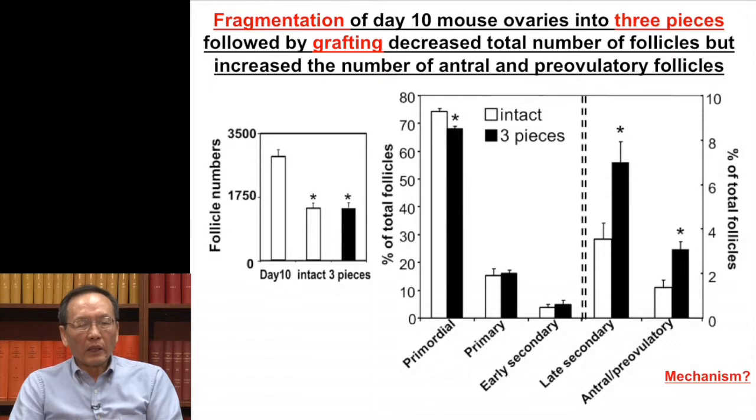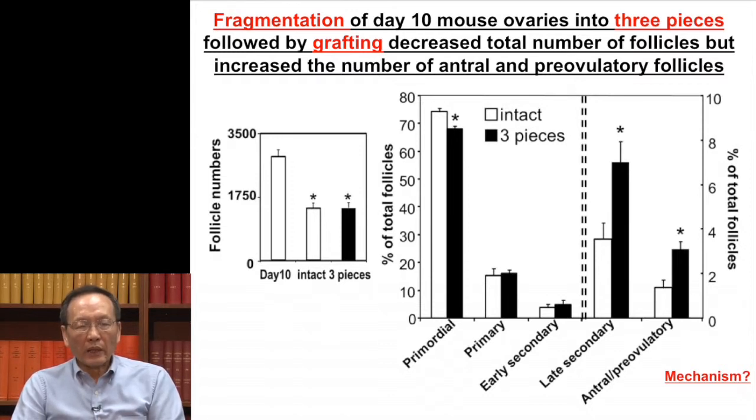But in the small follicles on the left-hand side, those primordial, primary, and early secondary follicles, there's not much change. And you can see those follicles still compose the majority of the follicles. So it does not really matter. The final ovary weight is really determined by the big follicles. Okay, so we can see big follicles are really growing after fragmentation.